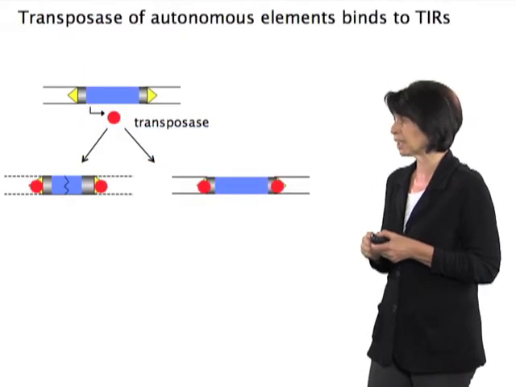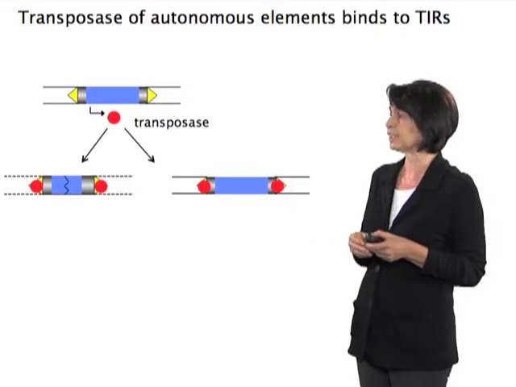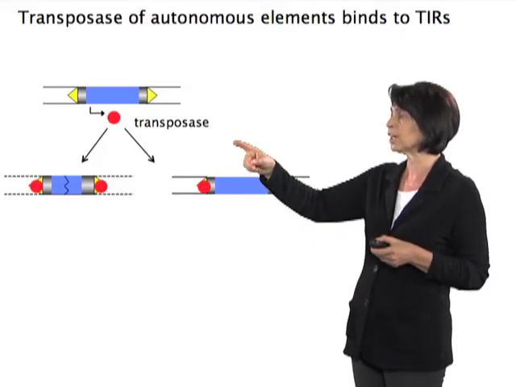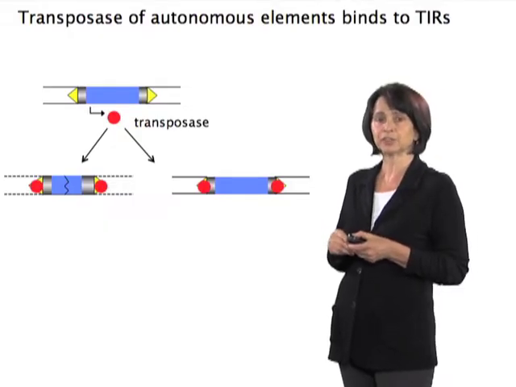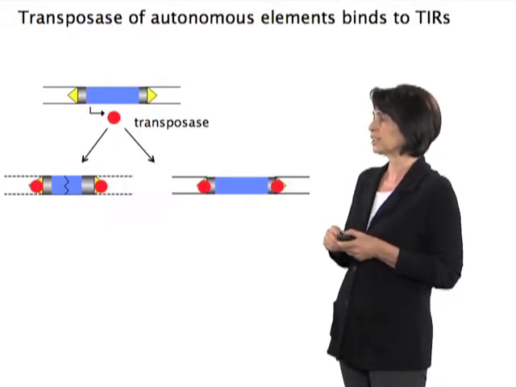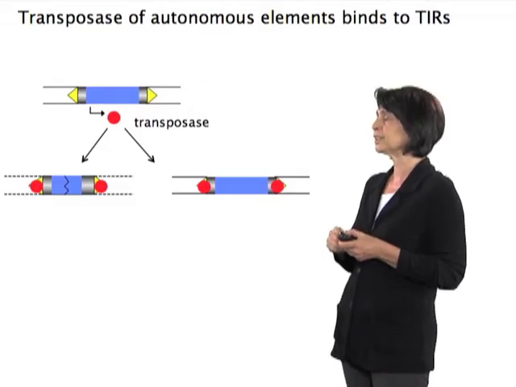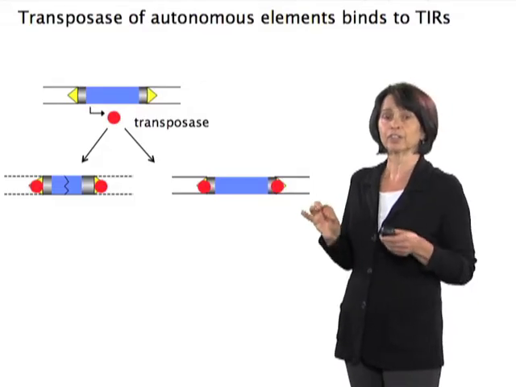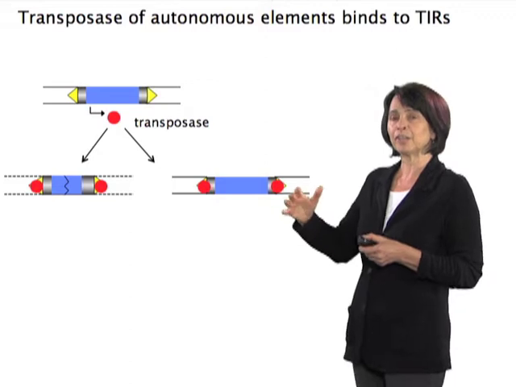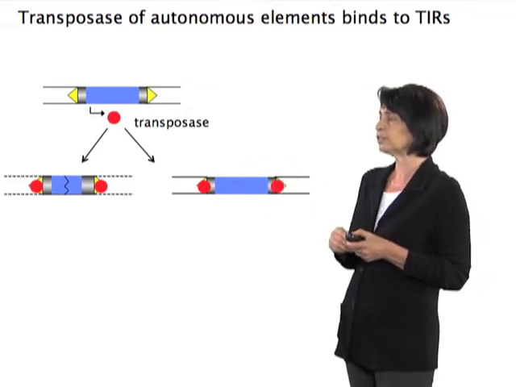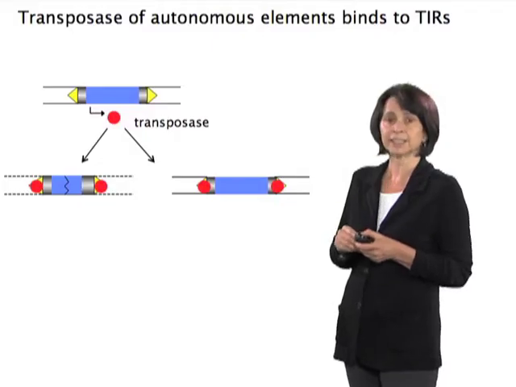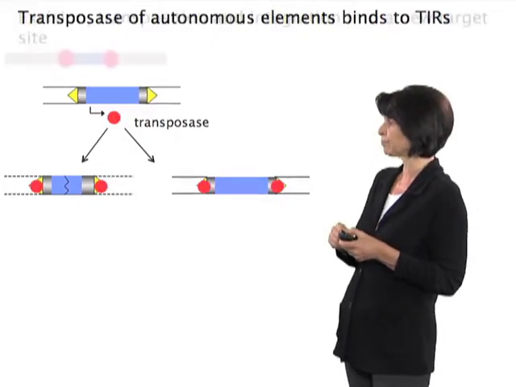So that's shown in this slide. What I've shown here is that the autonomous element, at the top, encodes a single protein, and that protein is a transposase. And what the transposase does initially is it binds to the ends, the terminal inverted repeats, of both the autonomous element and the non-autonomous element. So one of the functions that the transposase has is as a DNA binding protein.